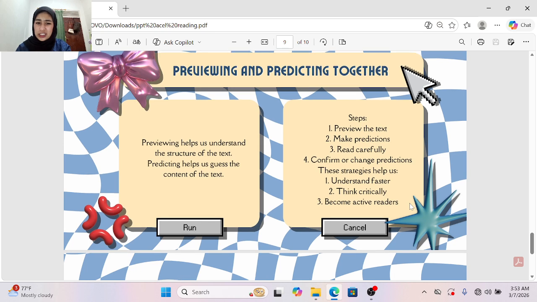And yeah, in conclusion, previewing and predicting are important reading strategies. Previewing helps us see the general idea and structure of the text, and predicting helps us guess the possible content of the text. When we use these strategies, reading becomes easier and more effective.